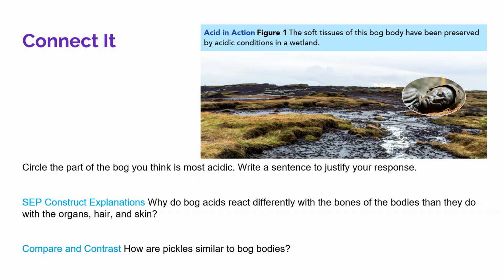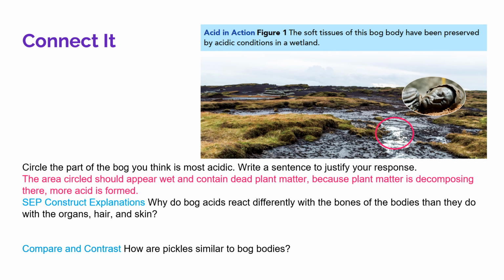So as usual, we're going to start with our connected. Here we have acid in action, figure 1. The soft tissues of this bog body have been preserved by acidic conditions in a wetland. Circle the part of the bog you think is most acidic and write a sentence to justify your response. So here is our area, and the area circled should appear wet and contain dead plant matter. Because plant matter is decomposing in this area, more acid is formed.